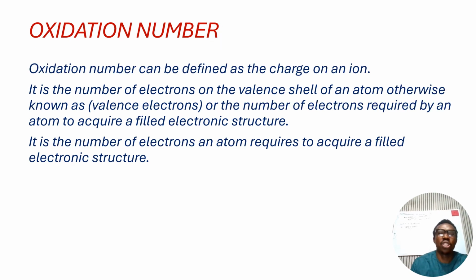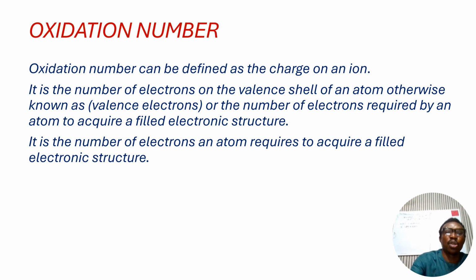Now we're looking at oxidation number. Oxidation number can be defined as the charge on an ion. It is also the number of electrons on the valence shell of an atom, otherwise known as the valence electrons, or the number of electrons required by an atom to acquire a filled electronic structure. That is the number of electrons an atom has to gain or lose in order to attain its noble gas configuration, to complete its octet or duplet state.